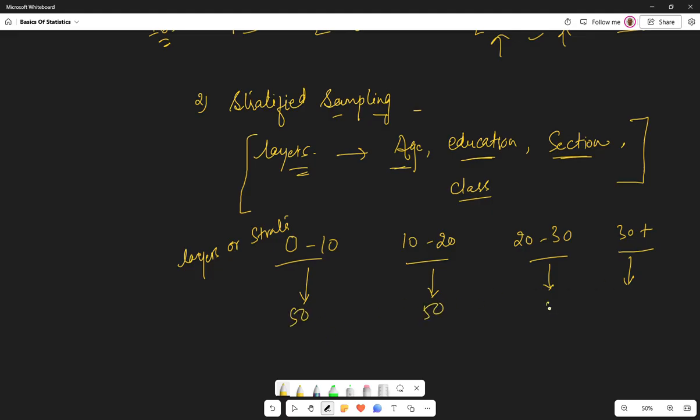So maybe 50-50 from each I select, and I make a total sample of all these put together, which will give me a sample of 200 people, right? So this 200 is my sample. How did I do it? I first decided to have the layers of the population into age groups, 0 to 10, 10 to 20, 20 to 30, and 30 plus, and from those groups I took out some samples. And then putting them all together became my single sample. So this is called stratified sampling.